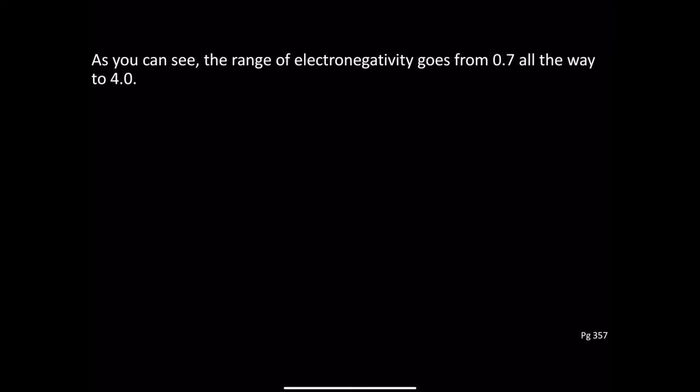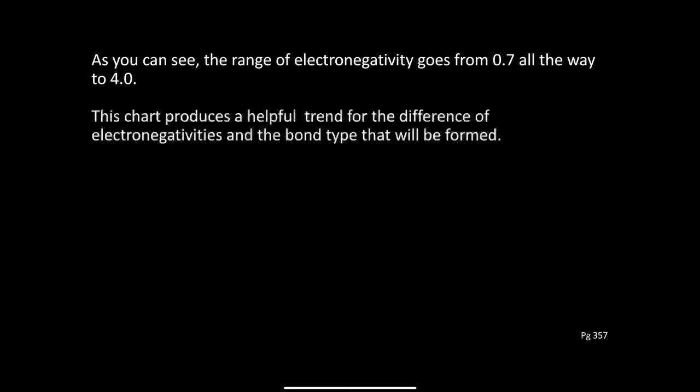So as you saw, the range of electronegativity goes from 0.7 on the bottom left all the way to 4.0, okay? And the chart produces a helpful trend for the difference of electronegativities and the bond type that will be formed, okay? We can infer the bond type between two atoms by looking at their differences of electronegativity, right? We can figure out if it's going to be ionic, or if it will be polar covalent, or if it will be just covalent, non-polar covalent, okay?